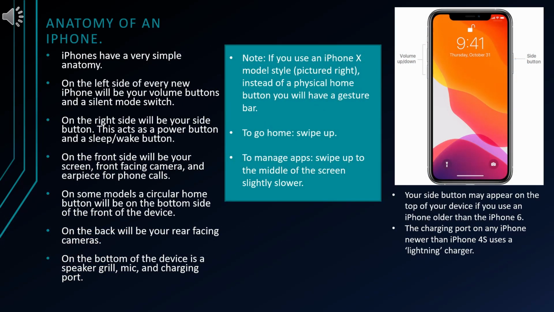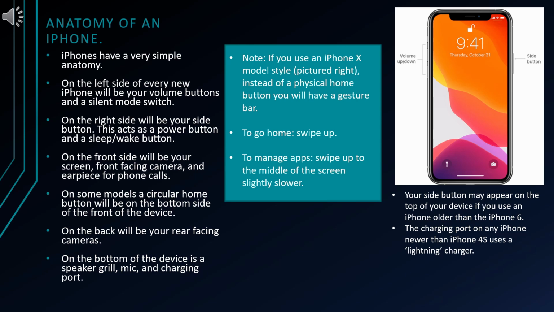Anatomy of an iPhone. iPhones have a very simple anatomy. On the left side of every new iPhone will be your volume buttons and a silent mode switch. On the right side will be your side button. This acts as a power button and a sleep wake up button. On the front side will be your screen, front-facing cameras, and earpiece for phone calls.